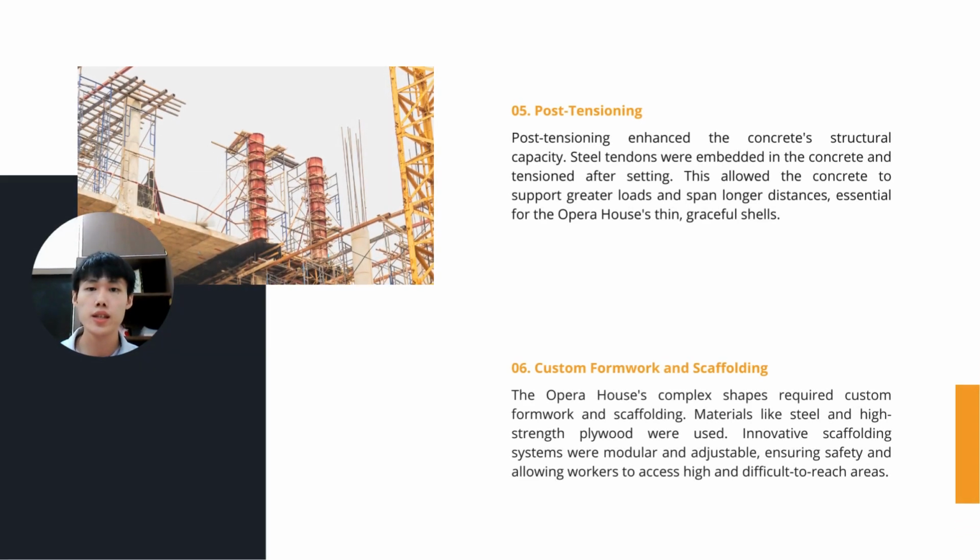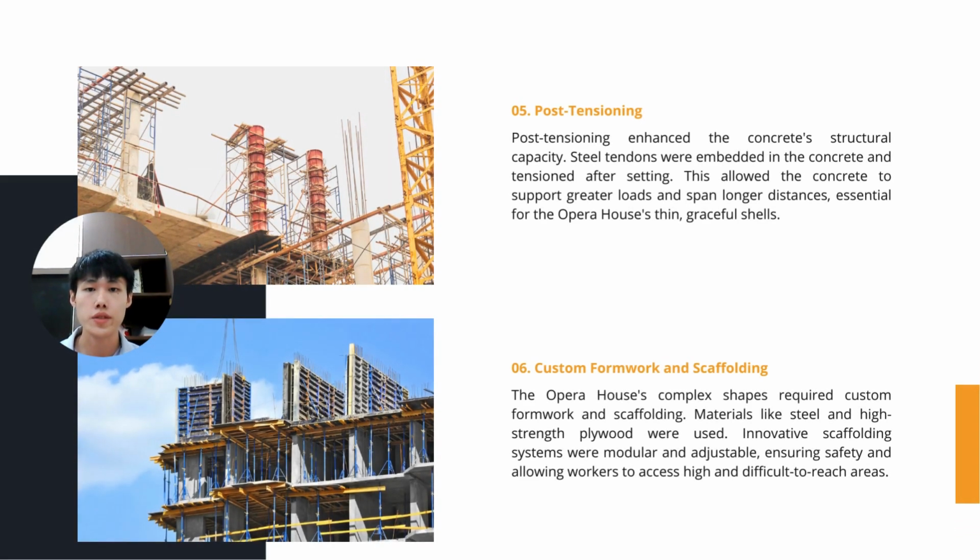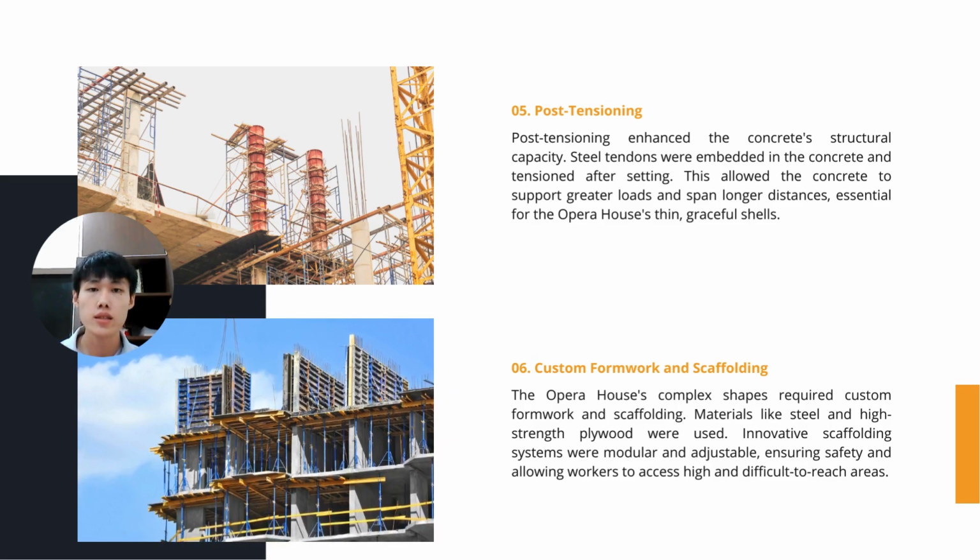Next is post-tensioning. Post-tensioning enhanced the concrete's structural capacity. Steel tendons were embedded in the concrete and tensioned after casting, and this allowed the concrete to support greater loads and span longer distances, essential for the Opera House's graceful shells. And six is custom formwork and scaffolding.